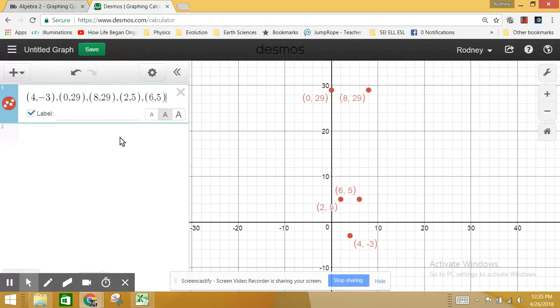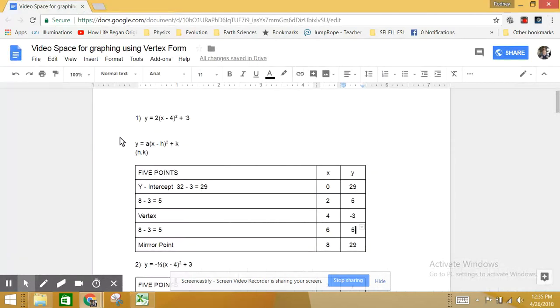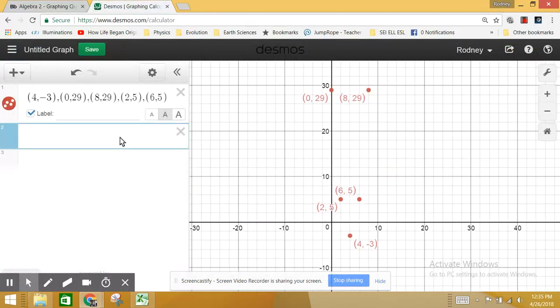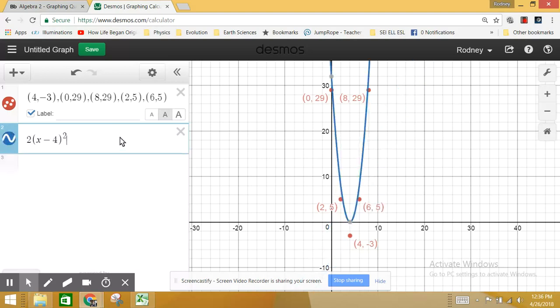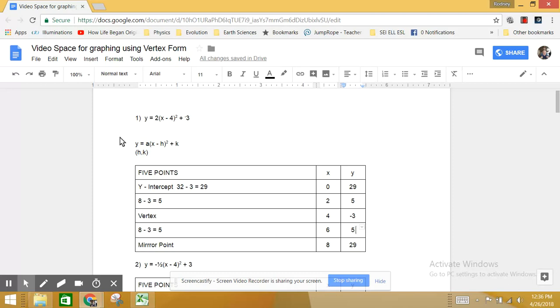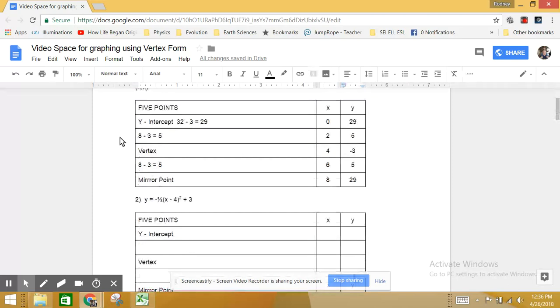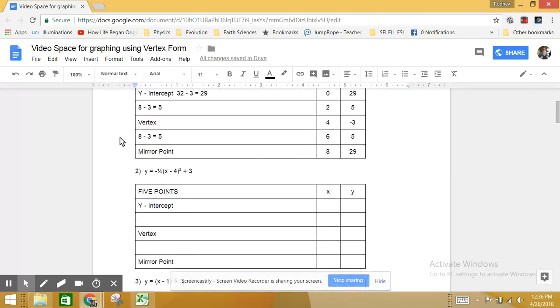And now we'll plot the parabola here. The parabola was 2 times (x minus 4) squared minus 3. And it matches. So we have our first parabola plotted nicely. Okay, let's try the next one, which has an extra little twist to it.